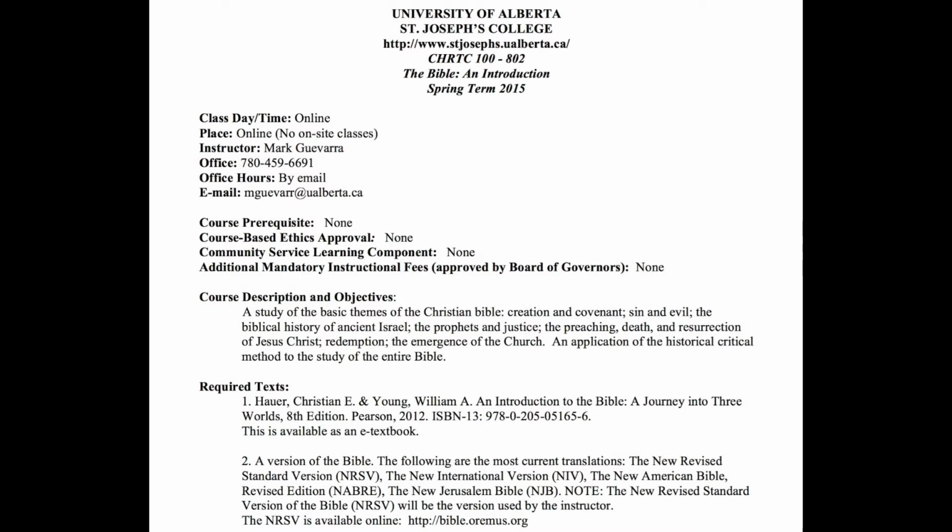Description and objectives of the course. CHRTC 100 is a study of the basic themes of the Christian Bible, namely creation and covenant, sin and evil, the biblical history of ancient Israel, the prophets and justice, the preaching, death, and resurrection of Jesus, redemption, the emergence of the church, and finally an application of the historical critical method to the study of the entire Bible.